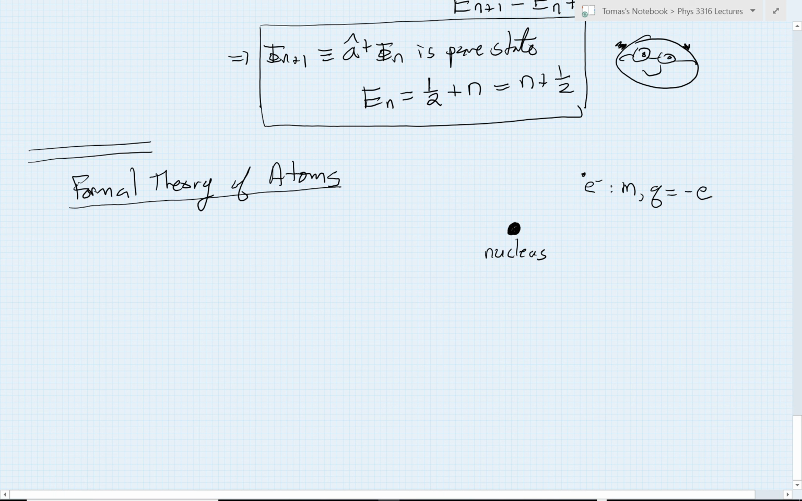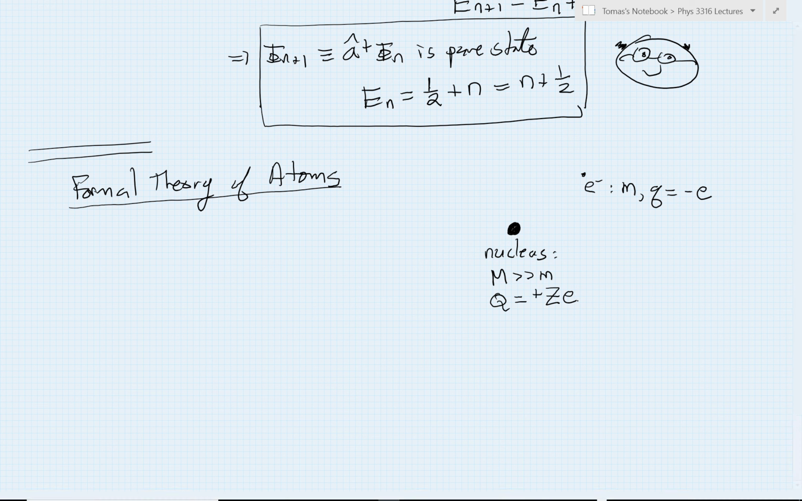The nucleus itself will have a much larger mass, which I will call capital M, which is much greater than lowercase m, and it will have a charge, which I will call capital Q, which in general is some integer number of proton charges, so it's positive. That integer number is known as the atomic number. We can call that Z, times then the fundamental unit of charge, E.